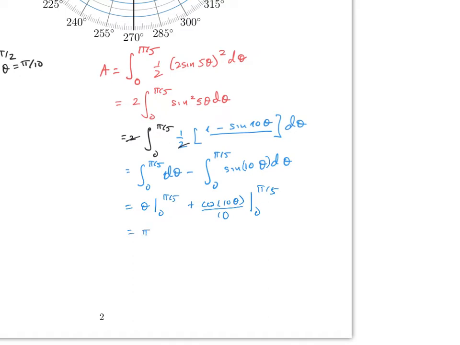So here we'll have pi over 5 minus 0, and then 1/10 cosine of pi over 5, that will give you, so 10 times pi over 5 is 2 pi, cosine of 2 pi is 1, and cosine of 0 is also 1, so this will cancel, so this will just be pi over 5.